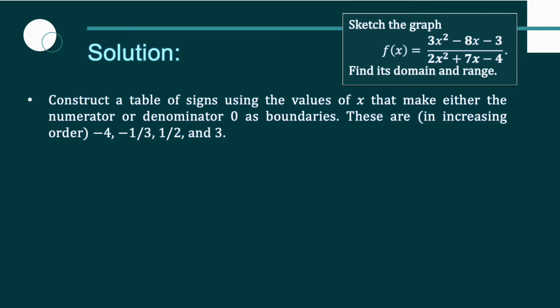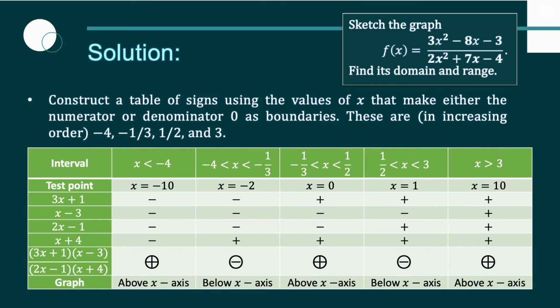Next, we construct a table of signs using the values of x that make either the numerator or denominator 0 as boundaries. We consider 5 intervals for the function f. If x is less than -4, we have the test point x equals -10. As you can see, the sign of f is positive, hence the graph is above the x-axis. For the values between -4 and -1/3, we have the test point x equals -2. Observe that the sign of f is negative, hence it is below the x-axis.